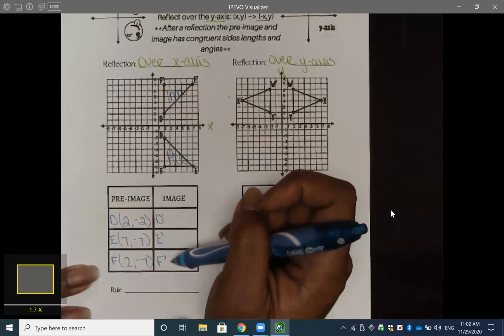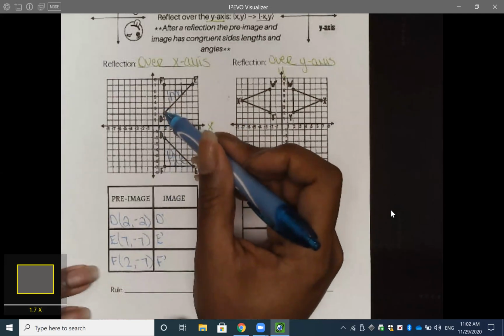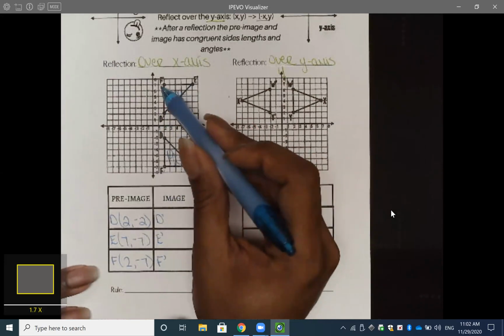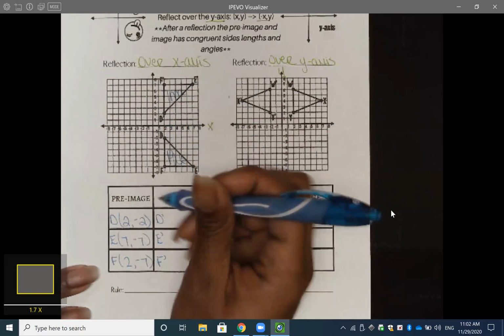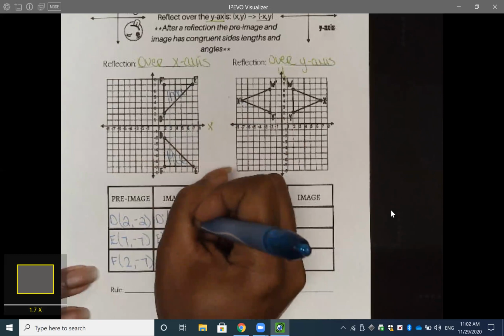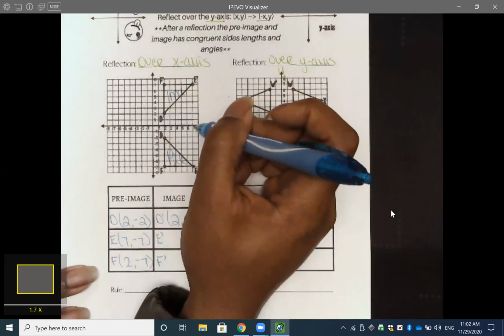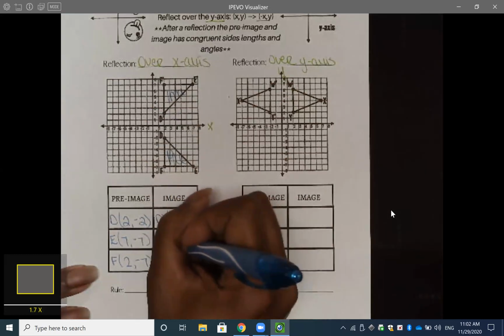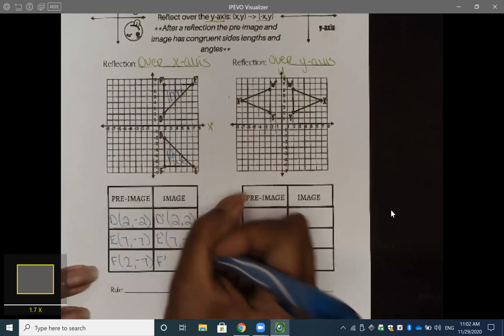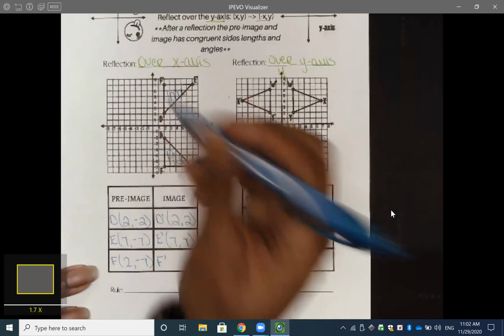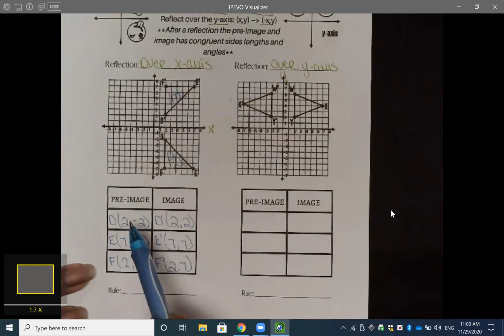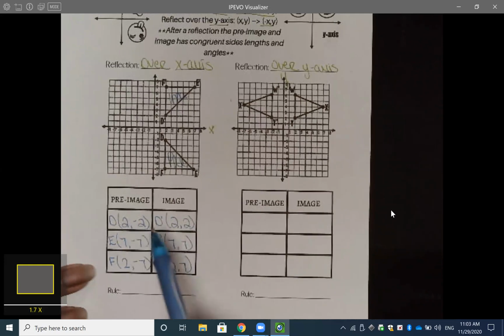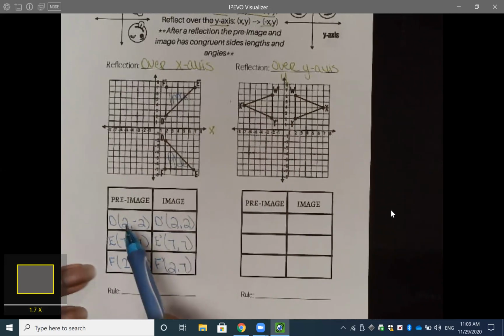So now to get our image points, we are going to get the D prime, E prime, F prime. We're going to go over to +2 and up to +2. We're going to go over to +7 and up to +7. And we're going to go over to +2 and up to +7. If you look at all of your ordered points, you will see your x's remain the same. So 2, 2, 7, 7, 2, 2.